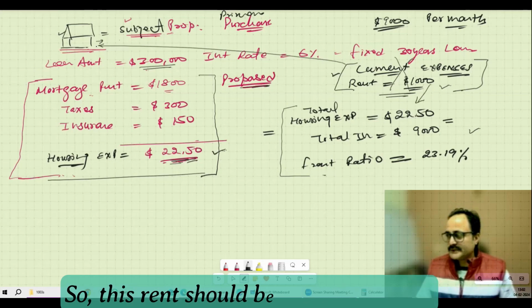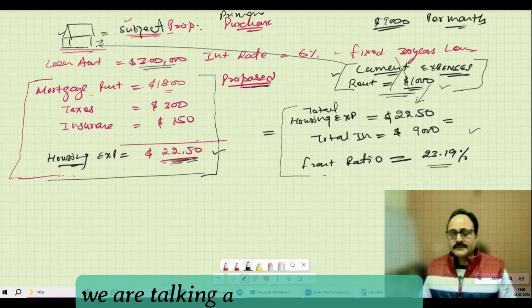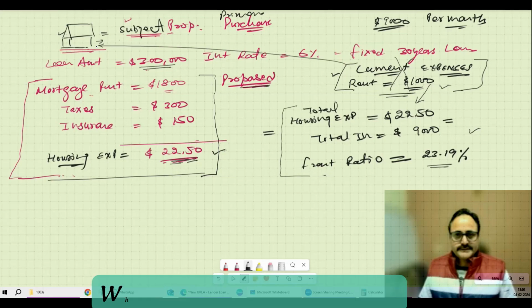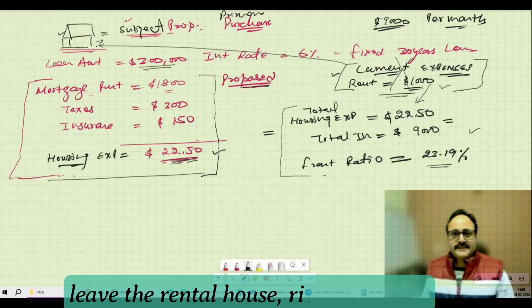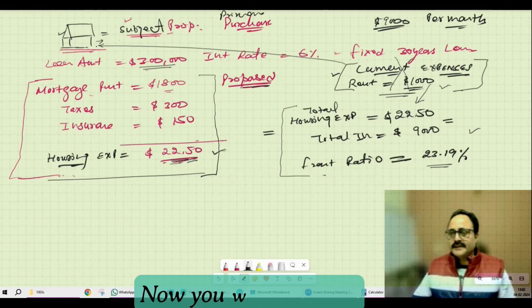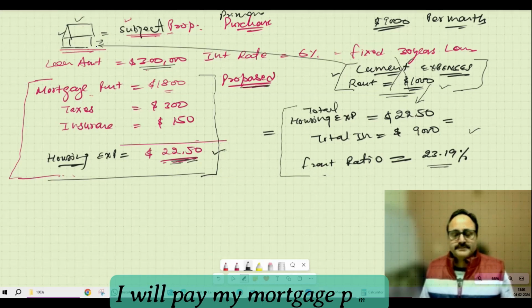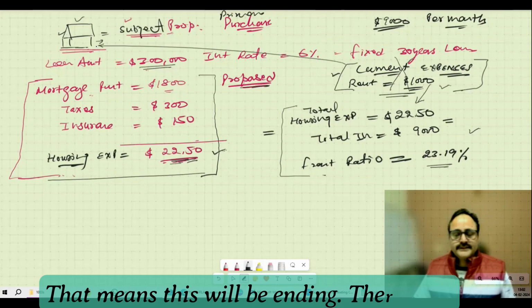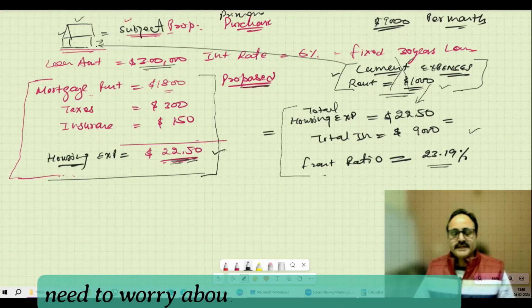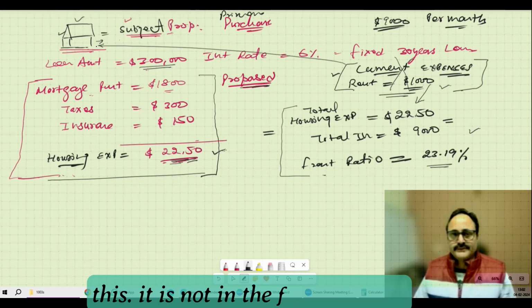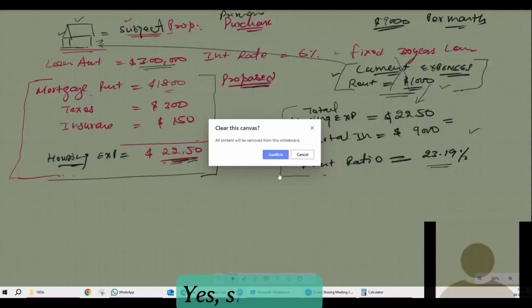So should we include this rent in the expense? It is not going to be there in the future. We are calculating the future expenses. When you purchase your property, obviously you are going to leave the rental house and move to your own property. Now you will say, I need not pay the rent, I will pay my mortgage. So this will be ended. There is no rental payment. If it is not going to be there, why do we need to worry about it? We cannot calculate this. It is not in the future. Got it? Yes, sir.